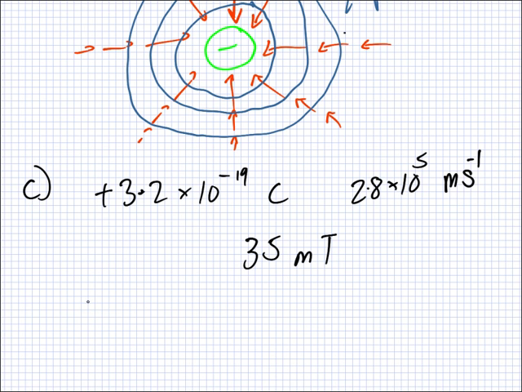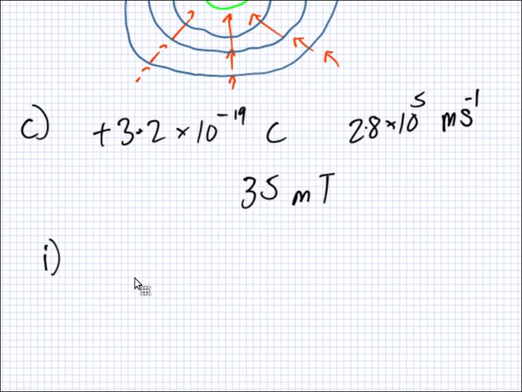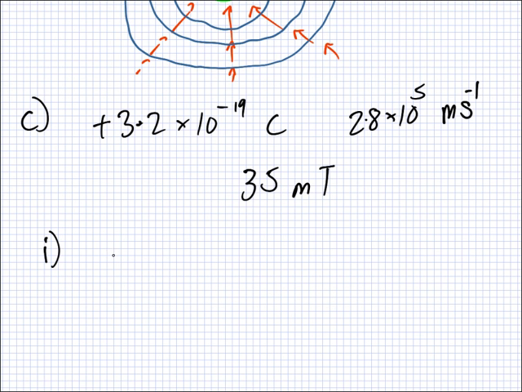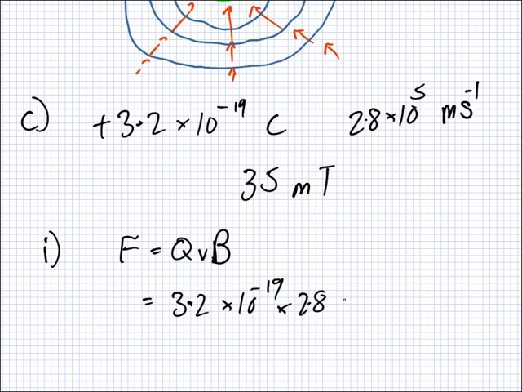C part 1. Determine the magnitude of the magnetic field force on a particle. The force. Fine. The formula for the force here is QVB. So that will be 3.2 times 10 to the minus 19 times 2.8 times 10 to the 5 times 35 times 10 to the minus 3. What is the mT stuff? Millitesla. Yeah. Can you type that in, Chow, please? Thank you. Tesla is for flux density, yeah, B.